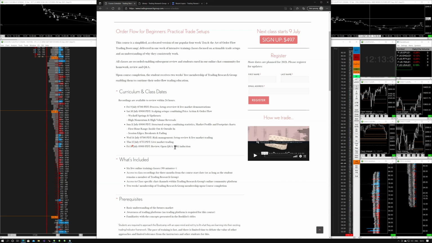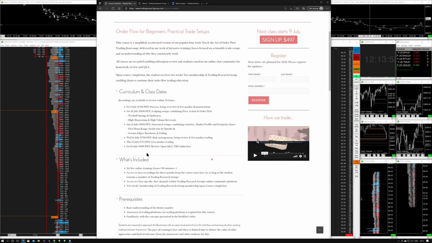This is a regular Trading Research Group live trading session. It's called a fishing trip. So you will join other Trading Research Group members while Jeff and I trade live, and we give our stream of consciousness, our narrative on what's happening in the market while we trade our accounts live.